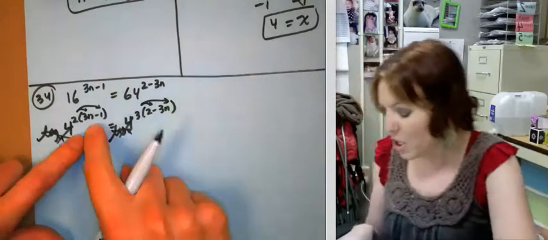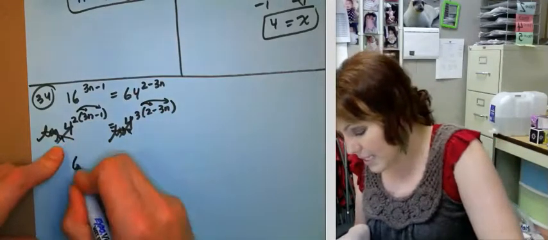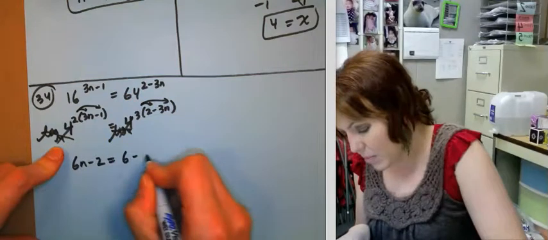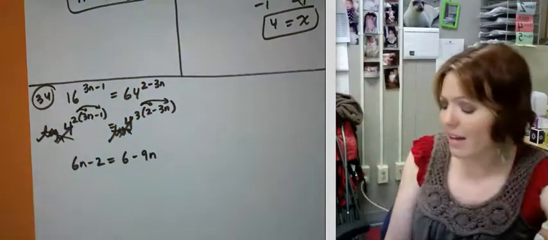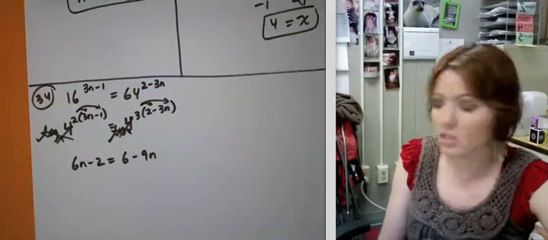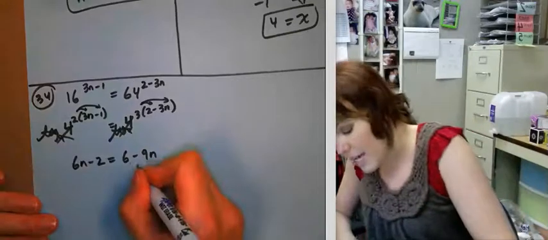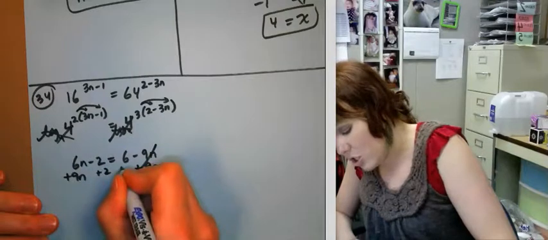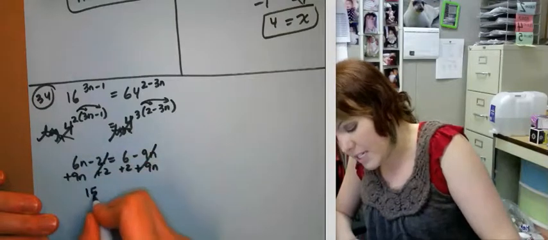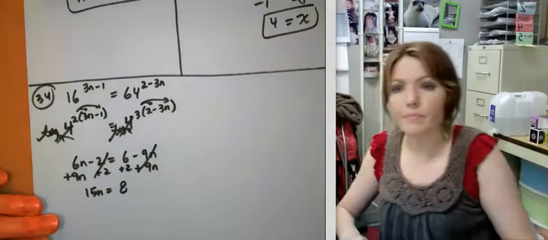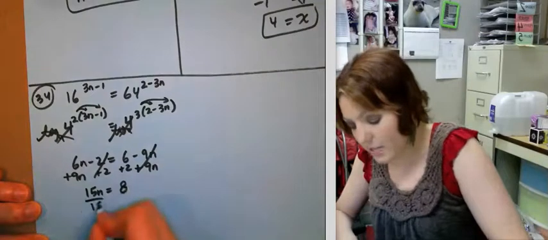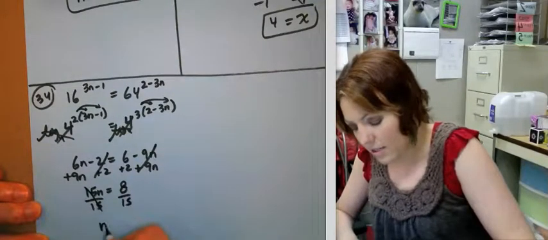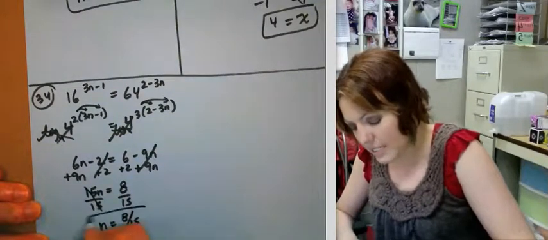Okay, so here we go. We're going to distribute, so we get 6n minus 2 equals 6 minus 9n, and again, we have just a basic algebra problem to solve here. So let's add 9n to both sides, and let's also add 2 to both sides. So we get 15n equals 8. Good, you can still see that. And then we're going to divide both sides by 15. So n equals 8/15.